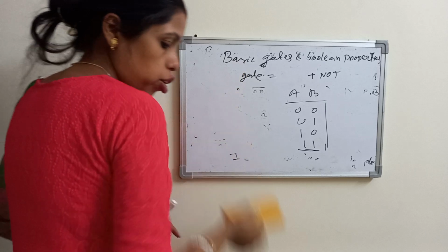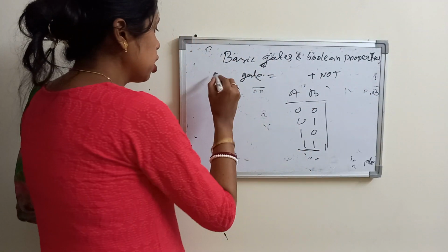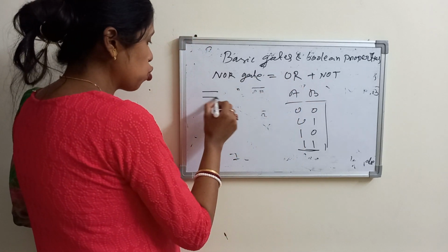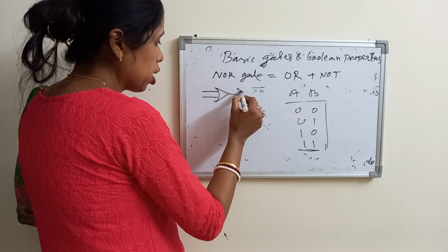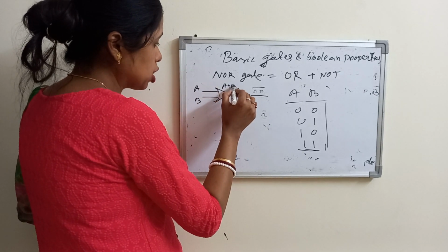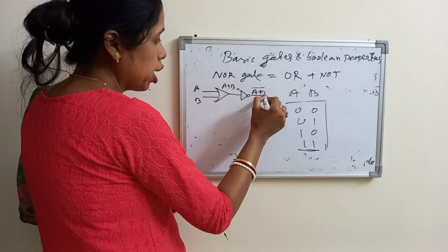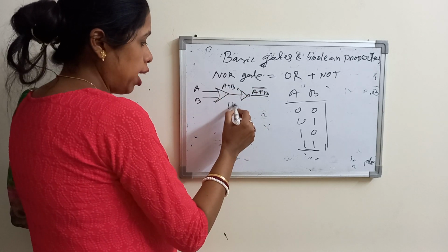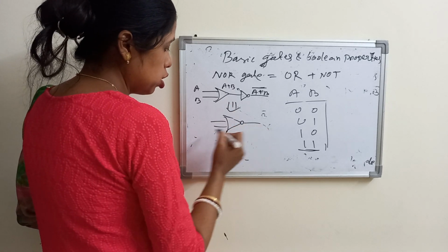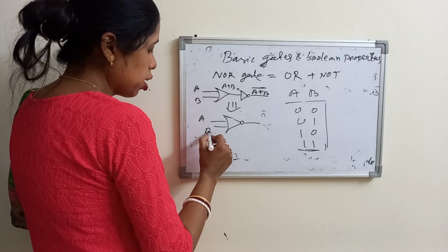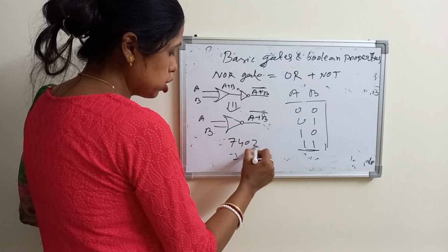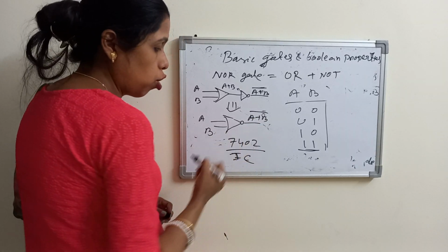Next is the NOR gate. NOR means OR plus NOT. First I am drawing the OR gate, and here it is NOT. So A, B, and here you will get A plus B. Here it will be the complement of A plus B. That is equivalent to this one. 7402 is the IC number for the NOR gate.